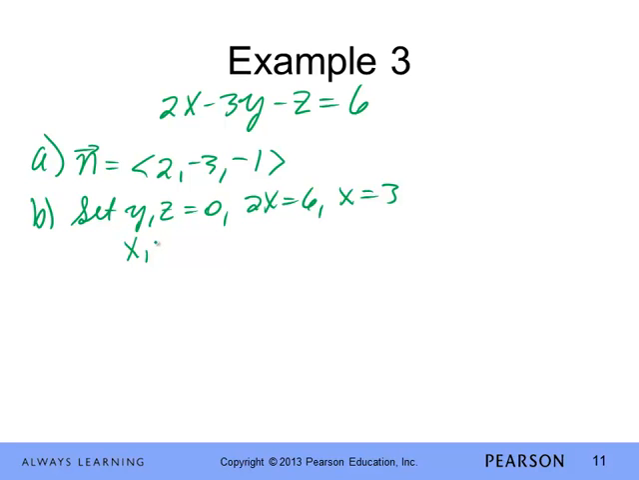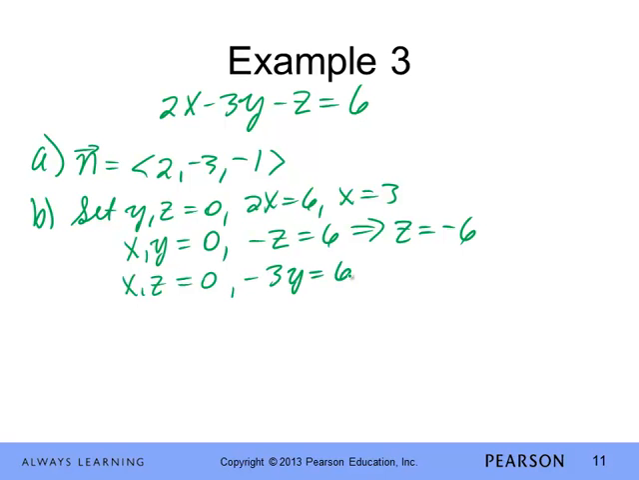Likewise, you could set x and y equal to 0, and then you would have negative z is equal to 6, which means that z is equal to negative 6. So negative 6 is your z-intercept. Also, you could set x and z equal to 0, which means that you would have negative 3y equals 6, which means that y is equal to negative 2. So, you have 3, negative 2, and negative 6 as your intercepts.